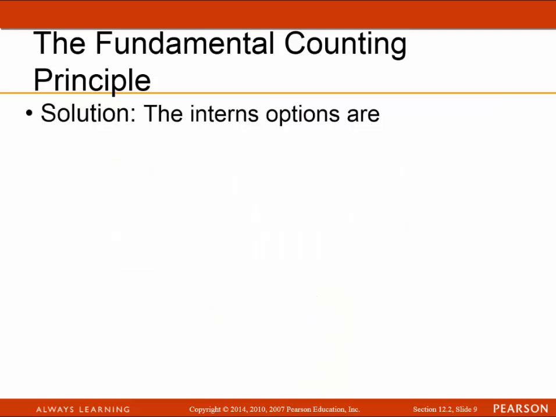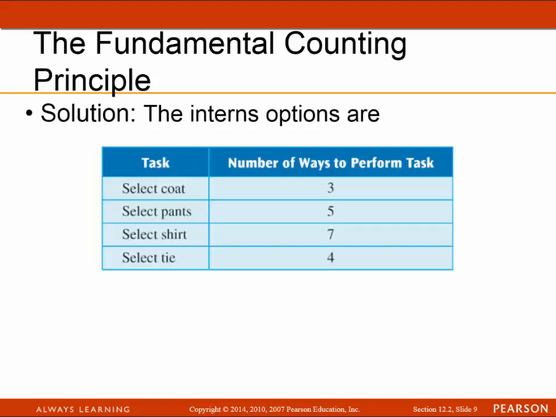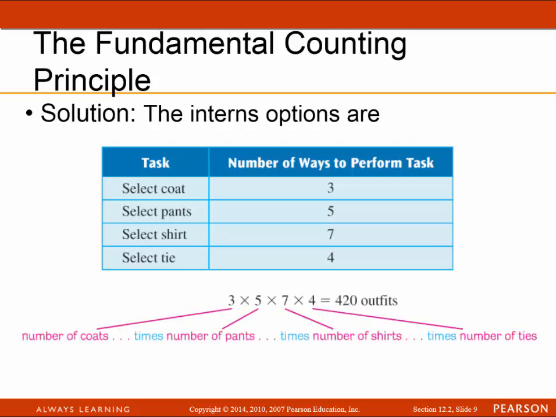So the options for the intern are the following, right? He has 3 coats, 5 pants, 7 shirts, and 4 ties. So he has 420 possible outfits because he has 3 coats that he can use, 5 pants, 7 shirts, and 4 ties, and any combination of those will give him 420 different outfits.